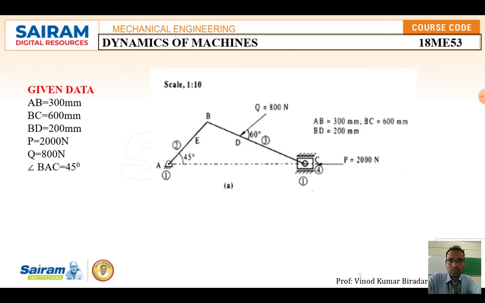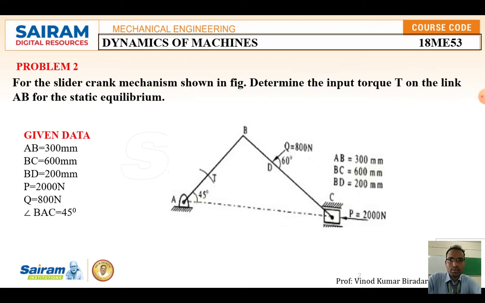I assume the scale is 1:10, that is 1 centimeter is equal to 10 Newton, that is 100. So you have to divide. AB is equal to 300 divided by 100, which gives 3 mm. Like that, BC is equal to 600 by 100, which is 6 mm, and 200 divided by 100 is equal to 2 mm. By using those values you need to redraw this diagram.